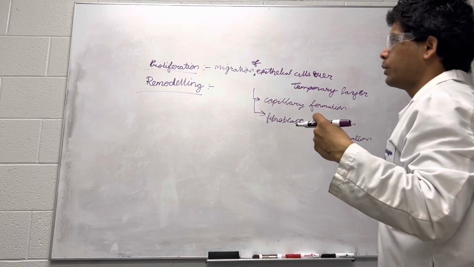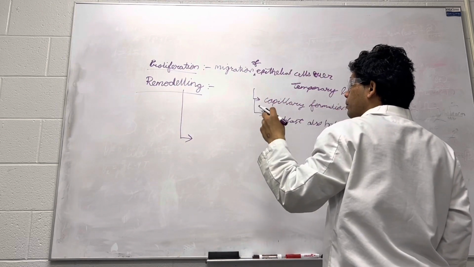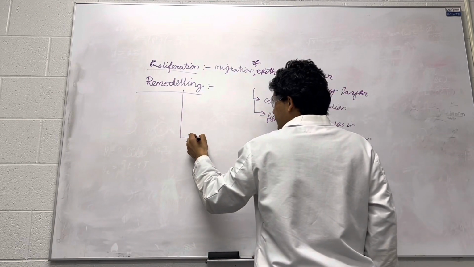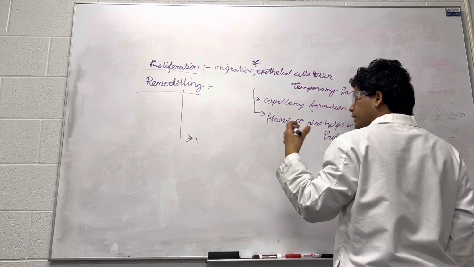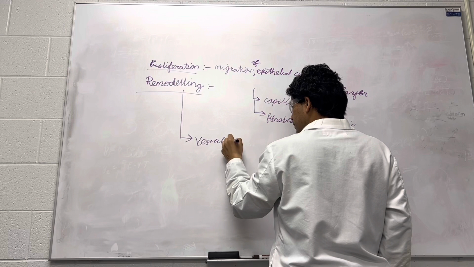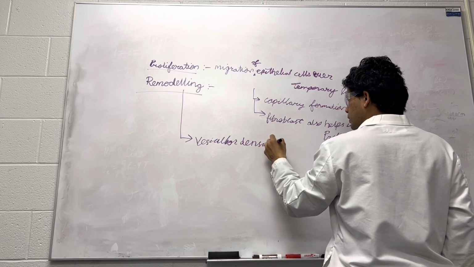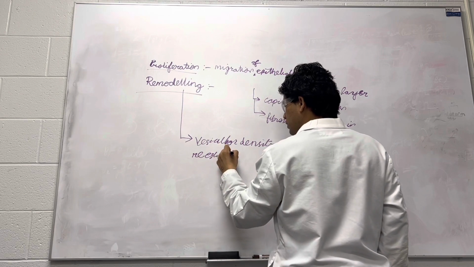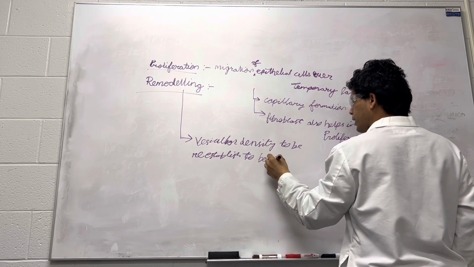And after that, when it moves to remodeling, the main function that happens in remodeling is that the density of the wound should become normal, as it was before there was any wound. So vascular density should be re-established to the before-wound condition.